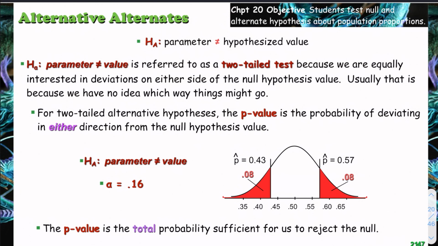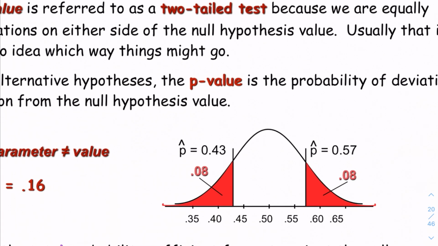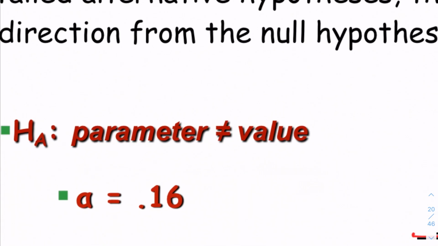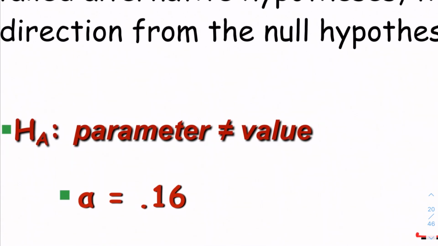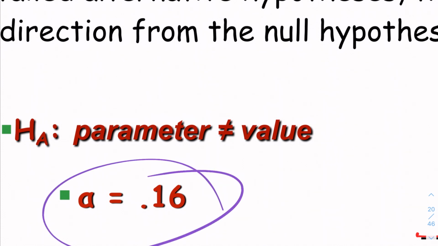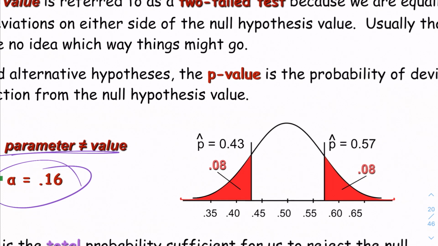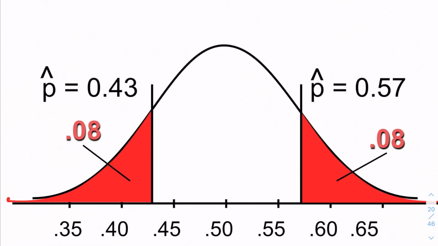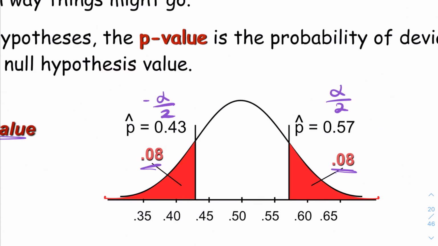Usually that is because we have no idea which way things are going. So for a two-tailed alternate hypothesis, the p-value is the probability of deviating in either direction. So if I say that my alpha level, the level that I want to be convinced that the p-value is small enough, is 0.16, and I say that my alternate is we're not equal to, I care above or below my curve. Well, I want the total to be 0.16, so I'm either 0.08 below or 0.08 above. Note that that's half of my alpha level on either side.